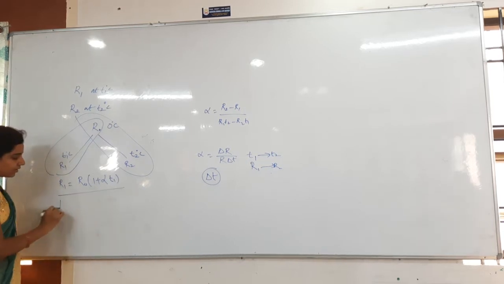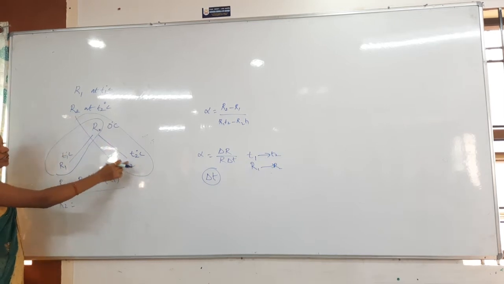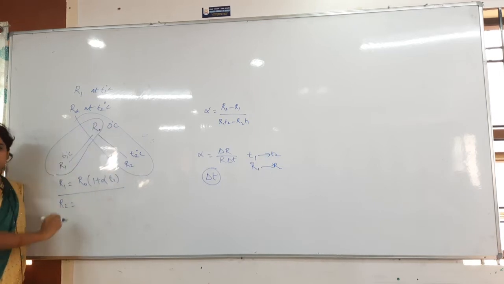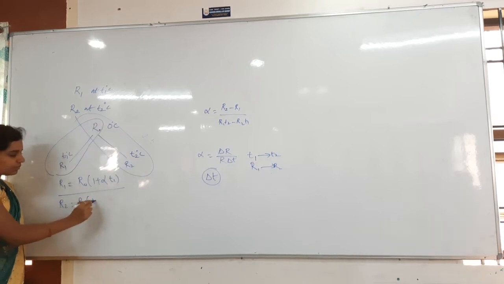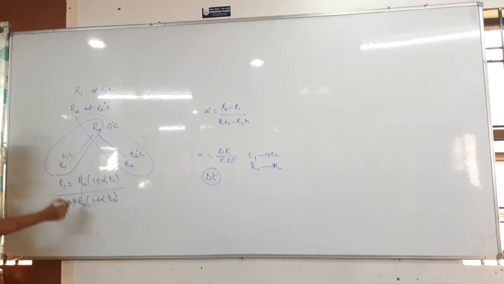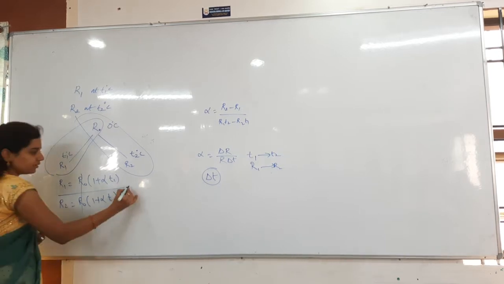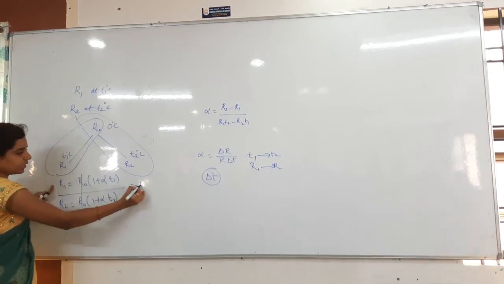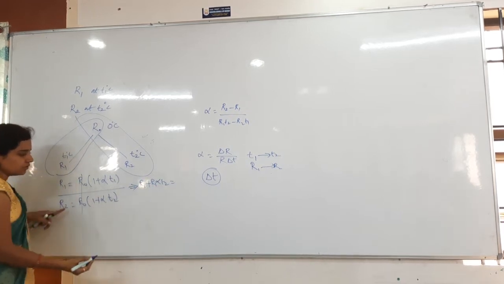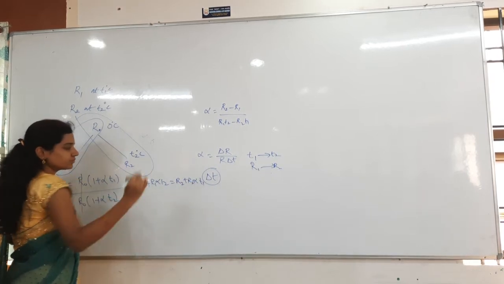Next case. R2 is equal to R0 into 1 plus alpha into T2 minus 0, which is T2 only. Then R0 gets cancelled, and we have R1 by R2. Now do the cross multiplication. What will you get? R1 plus R1 alpha T2 is equal to R2 plus R2 alpha T1.